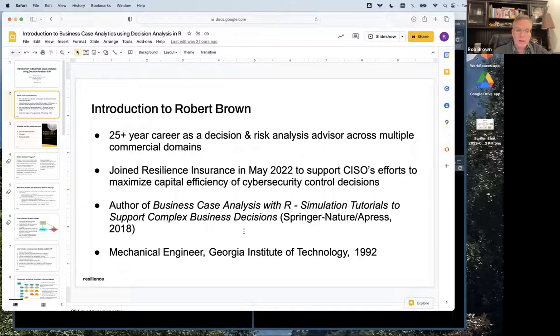I discovered R. A friend of mine said, you need to check out R. So I started looking into using R for analysis as well. And as a test case, I developed what ultimately became the book that I wrote, Business Case Analysis with R, as a little presentation for one of the local user groups in Atlanta. And it was after that presentation that somebody came to me and said, this was really a fascinating use of R. We've never seen anybody really do business case analysis with R because most people use spreadsheets. And quite frankly, I abhor spreadsheets, which I explain in the book as to why that's the case.